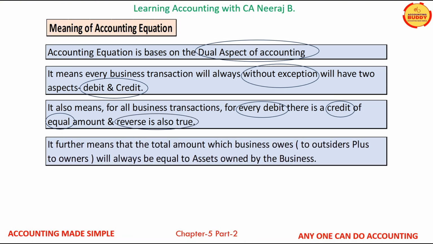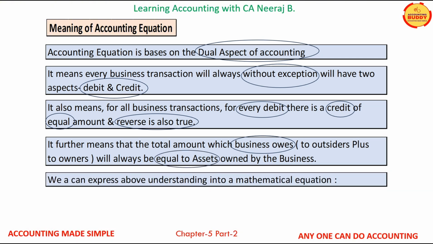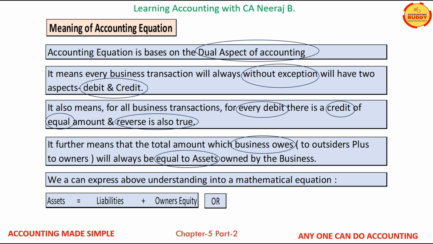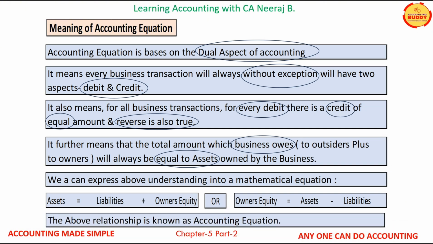It also means that the total amount which business owes to the outsiders plus the owners will always be equal to the assets owned by the business. We can express this understanding into a mathematical equation displayed on your screens. Assets are always equal to liabilities plus owner's equity, or this equation can also be expressed as owner's equity is equal to assets minus liabilities. This relationship is known as accounting equation.